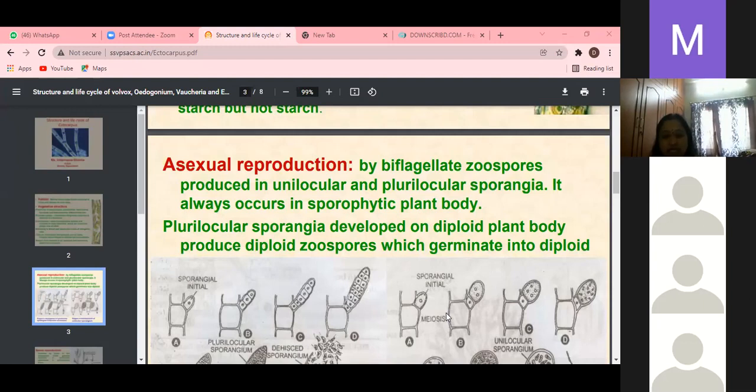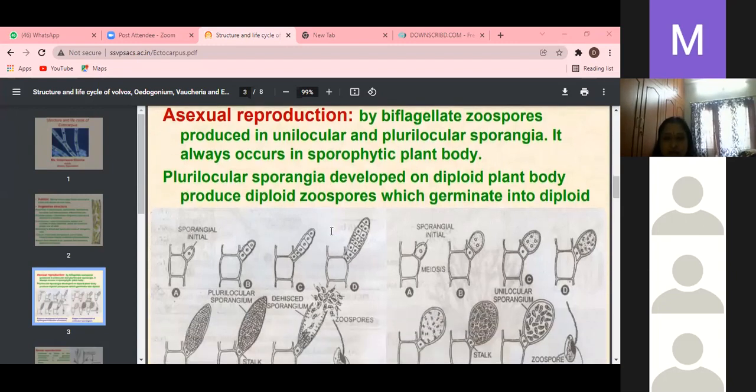That's why in Ectocarpus reproduction takes place by two methods. One is asexual and the second one is sexual reproduction. Tell me, girls, how many types of reproduction can you observe in Ectocarpus? Two types, madam. What are they? Asexual and sexual reproduction. Okay, first I'll explain the asexual reproduction.